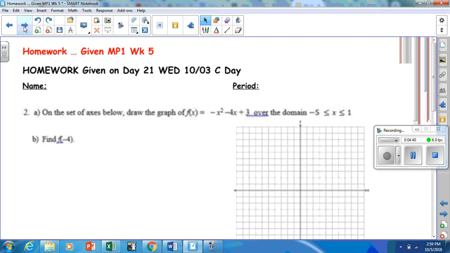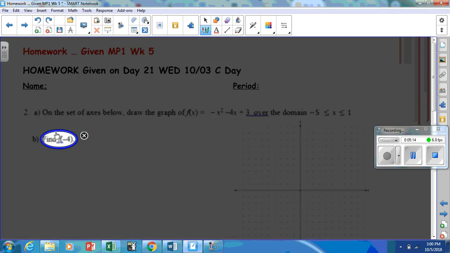All right, there we go. Our next question. On a set of axes below, draw a graph of f of x equals negative x squared minus 4x plus 3 over the domain negative 5 less than or equal to x less than or equal to positive 1. Find f of negative 4. What this means is this. Find the value of y when x is negative 4. So that's what that actually means.